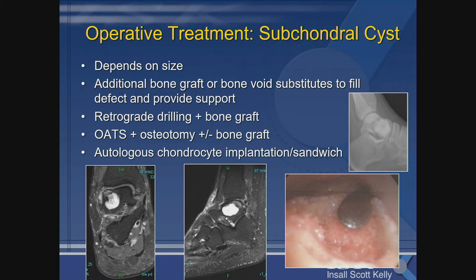So you can, again, try to bone graft these lesions. You can use some type of void substitute. And you want to try to debride the defect if you can, but also provide support. You can certainly retrograde drill, bone graft, and then some other procedures that Mark will talk about in a little bit. If the cartilage is affected, you can see in the bottom right there, you could do some type of bone regenerative procedure and bone graft beneath it, so sort of a sandwich type procedure.